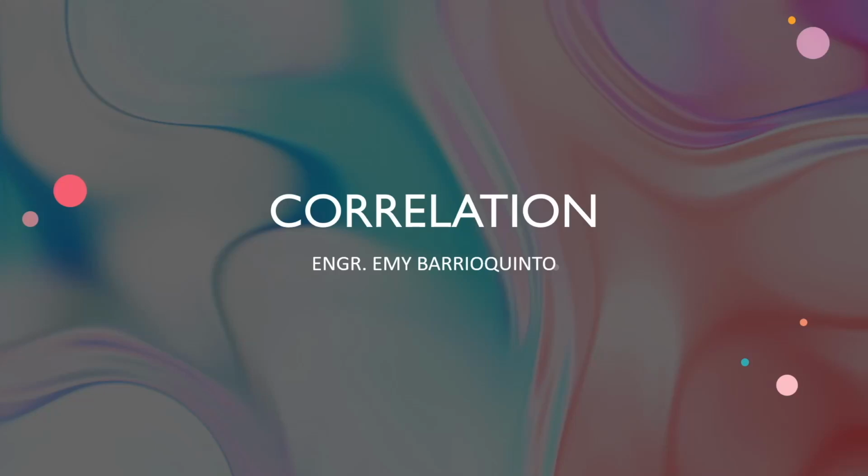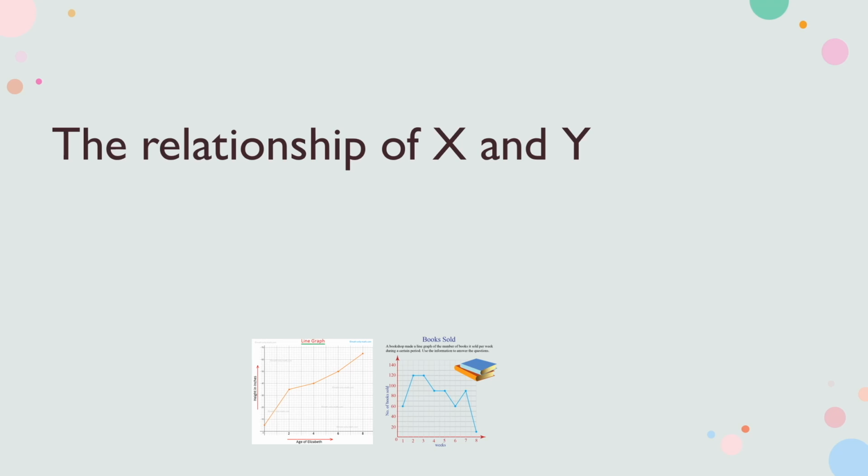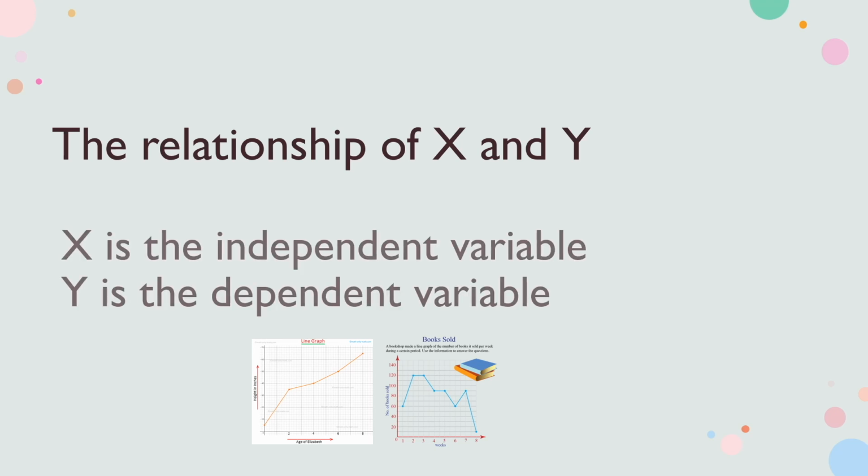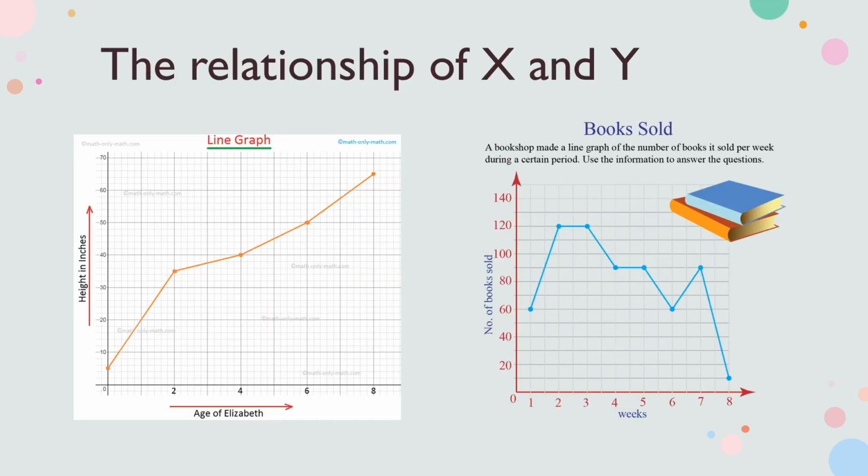This video is about correlation, and it will start with the relationship of x and y. X is the independent variable, and y is the dependent variable. This has been introduced in high school, so long story short, the independent variable is in the x-axis, the horizontal line. These are usually the variables that are the predictors, the inputs, or the causes of something. The dependent variable is in the y-axis, the vertical line. It is often called the response, the output, or the effect.